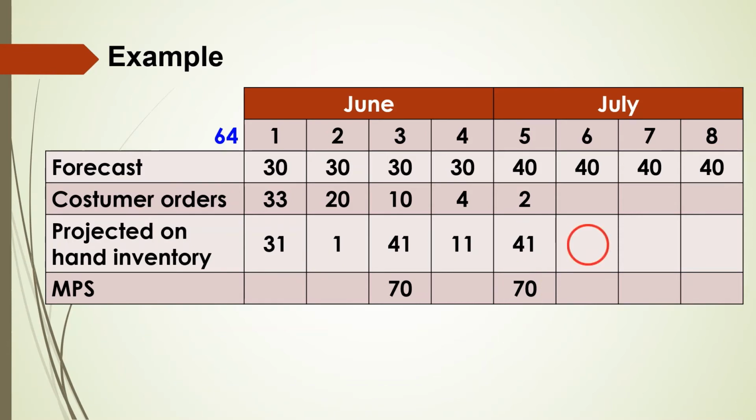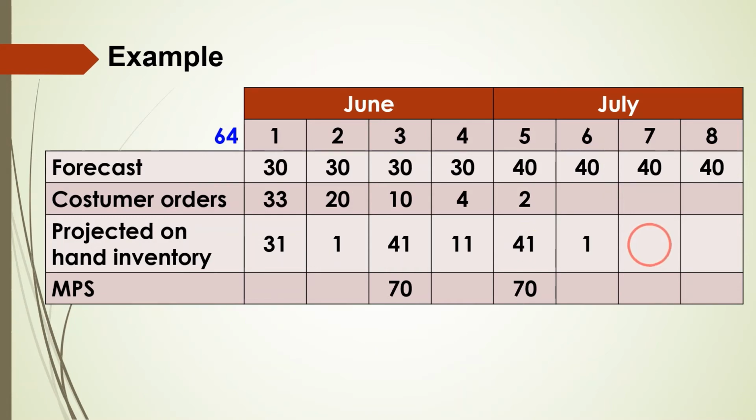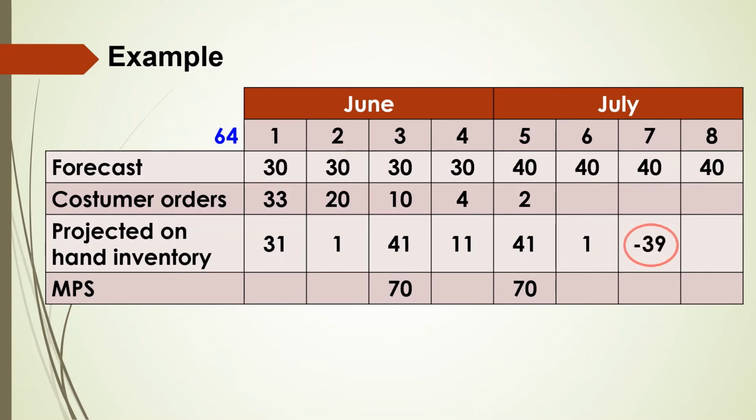For week 6, projected on-hand inventory equals projected on-hand inventory of week 5 minus the forecast, since there is no customer orders. Thus, for week 6, we obtain projected on-hand inventory equals 41 minus 40 equals 1. For week 7, projected on-hand inventory equals projected on-hand inventory of week 6 minus the forecast, as there is no customer orders. Thus, for week 7, we obtain projected on-hand inventory equals 1 minus 40 equals negative 39.